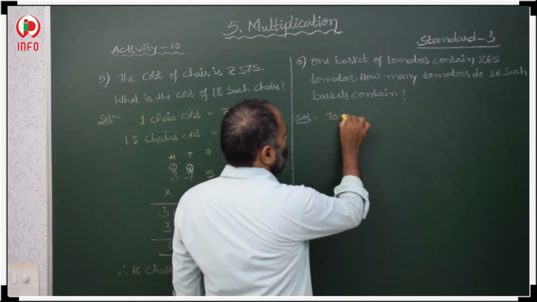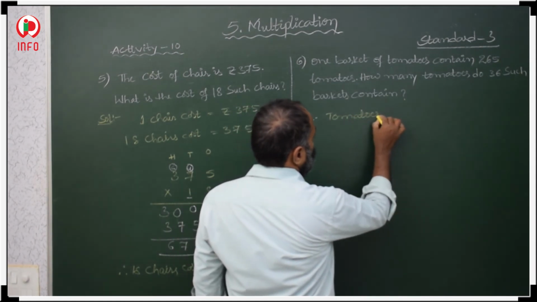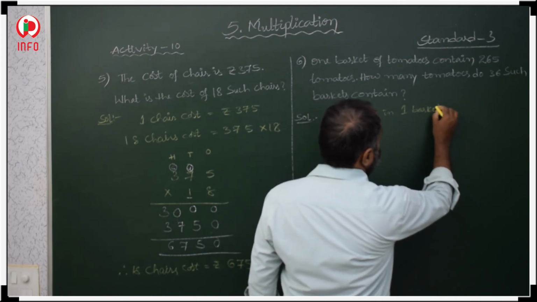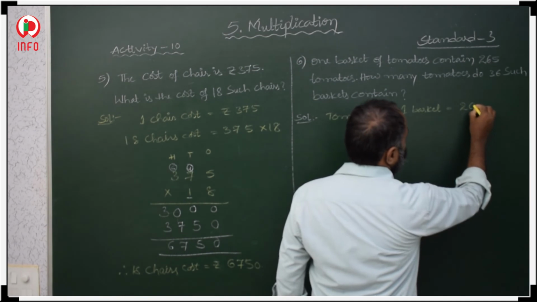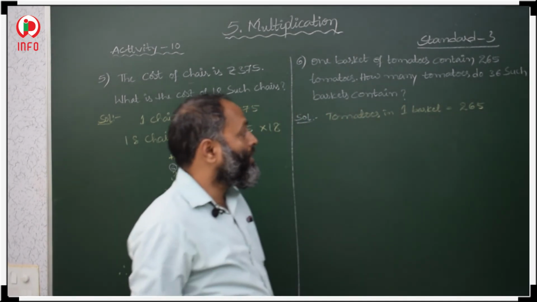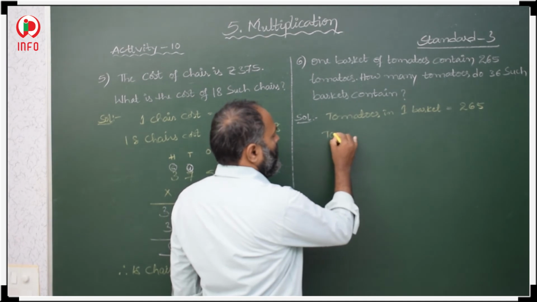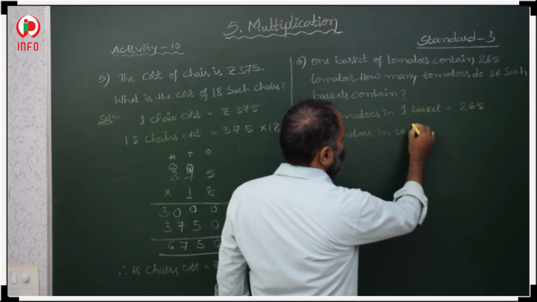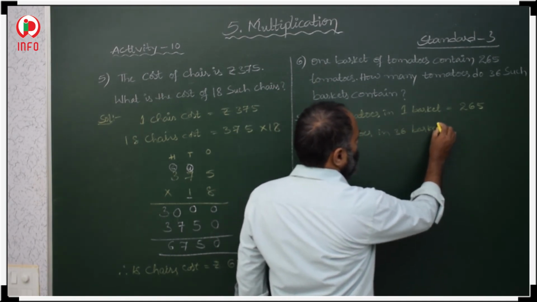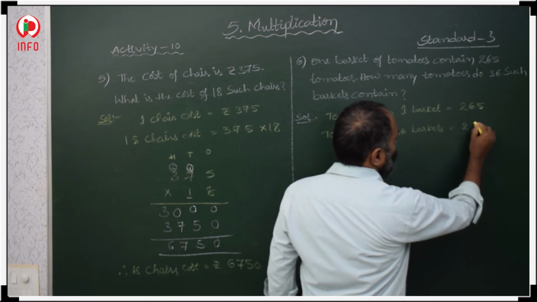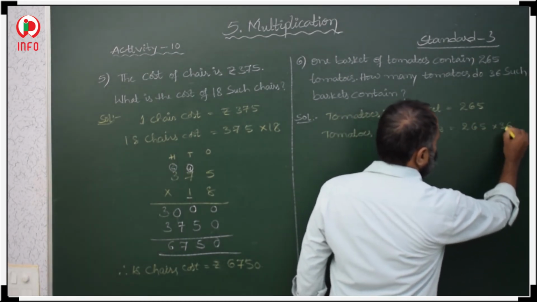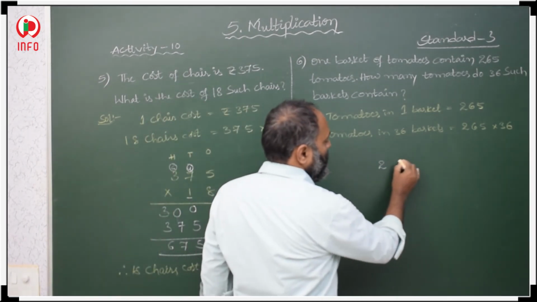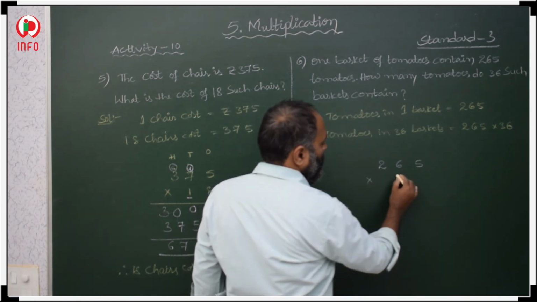Tomatoes in one basket: how many tomatoes were there? 265. Next, tomatoes in 36 baskets. We have to multiply 265 with 36. Now you multiply 265 with 36.